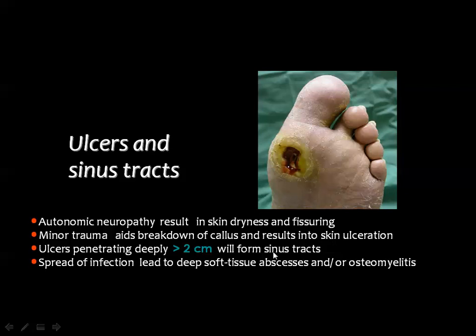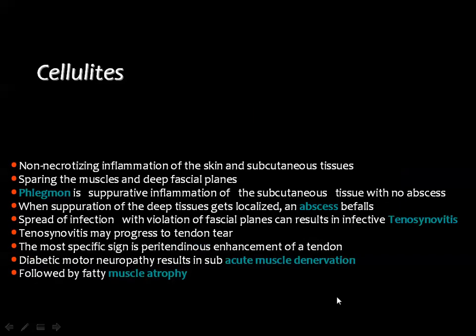Later on, the neuropathy will result in skin dryness and fissures, and this will result in ulceration, which is aggravated by minor trauma. And these ulcers, if they reach the size of 2 centimeters, will penetrate the underlying soft tissues, resulting in sinus tracts. And these sinus tracts will provide an access for the infection to go deep in the soft tissues, and this may result in soft tissue abscesses and may also affect the bone, resulting in osteomyelitis.